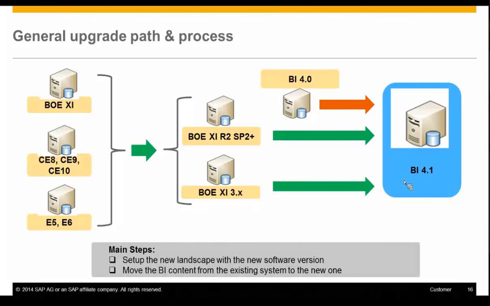Okay, there are two important things at a high level when you upgrade to 4.1. Suppose you're coming from 3.1, the first thing is you set up your new landscape with a new software version, that would be BI 4.1, let's say SP04. And then the second step would be to move the content from your source environment into the target environment using UMT. Okay, that's pretty much at a high level how you can upgrade and come to 4.1.